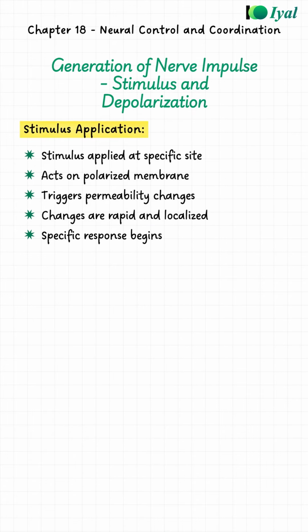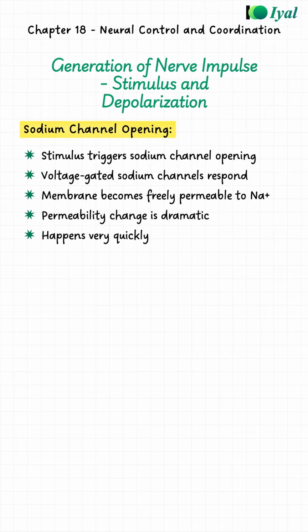Now let's understand what happens when a neuron receives a stimulus. When a stimulus is applied at a particular site on the polarized membrane plates, call this site A, something very important happens. The membrane at that site undergoes rapid changes in its permeability to ions. Specifically, the membrane becomes freely permeable to sodium ions.